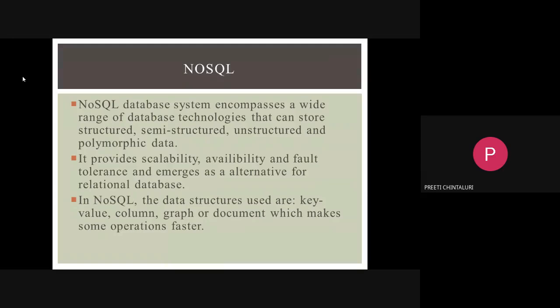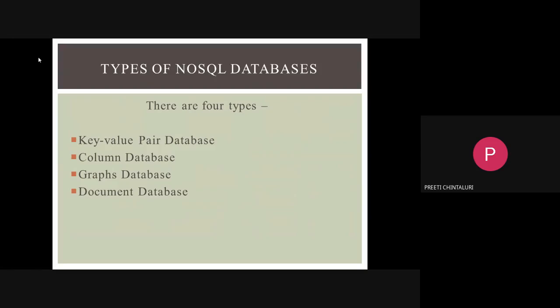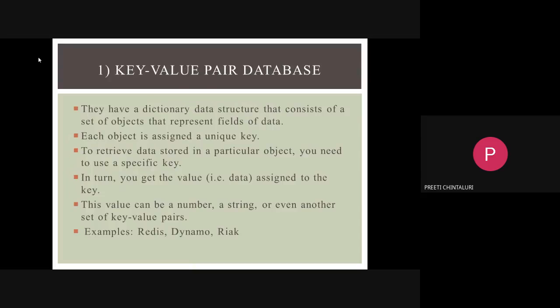In NoSQL, the data structures used are key-value, column, graph, or document, which makes some operations faster. Here you can see the SQL database structures, and below you can see the non-SQL databases. Column family, graph, document, and key-value are the non-SQL database types. As we have seen in the diagram, there are four types of non-SQL database: key-value pair database, column database, graph database, and document database.